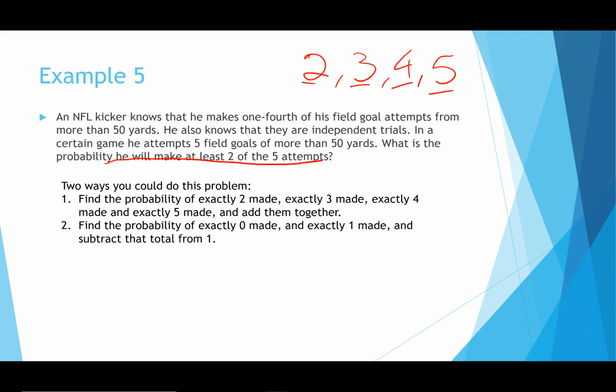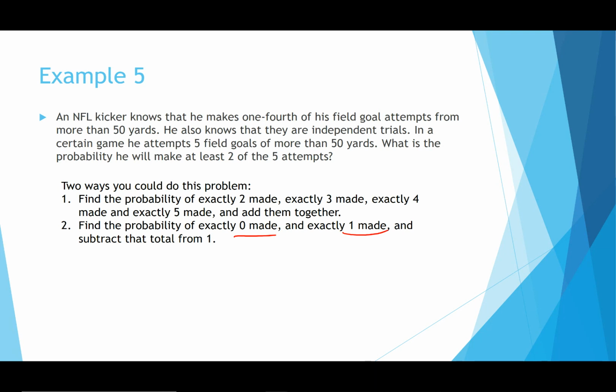So that's doing the formula 4 separate times and then adding all those results together, which could take a little bit of time, but if you want to practice the formula, you can certainly do it that way. The other way is find the probability that he makes none of the kicks and the probability he makes only one of the kicks. That's fewer options, and then we can subtract that probability from the total.